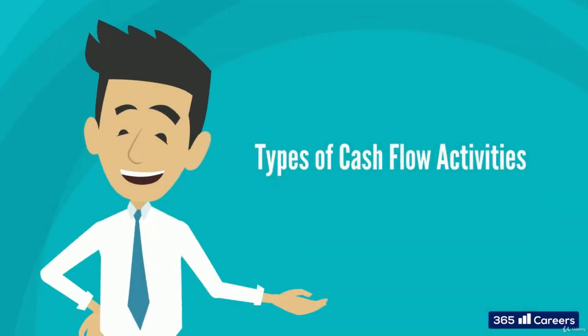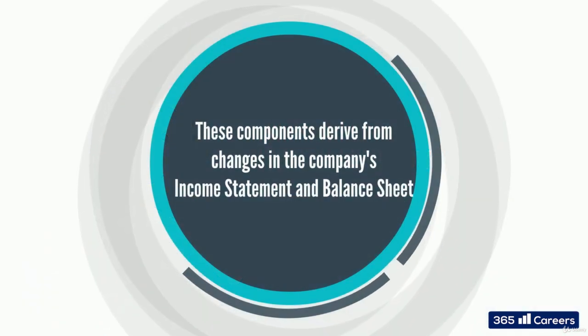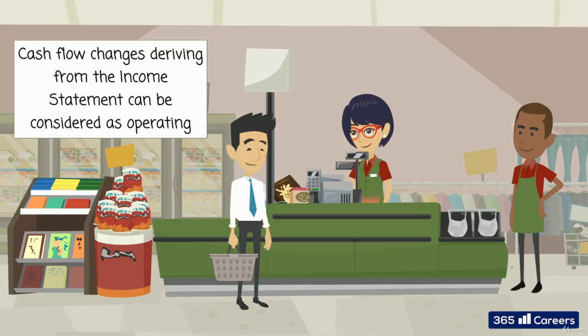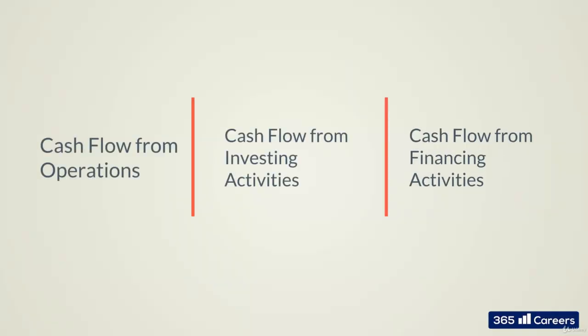Hi, in this lesson, we'll look at three components of net cash flow. These components derive from changes in a company's income statement and balance sheet items. Cash flow changes deriving from the income statement are a result of the company's operations and can therefore be considered operating. The term operating indicates that these cash flows are part of the company's core business. The other two types of cash flow movements we can have are investing and financing, which are mainly seen as a result of changes in the company's balance sheet items.